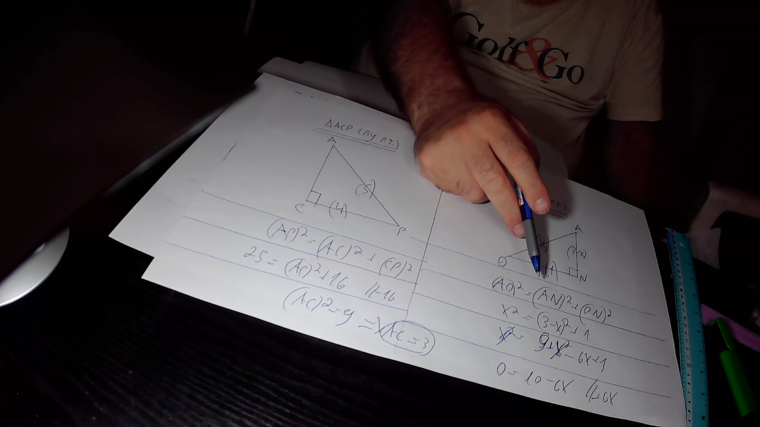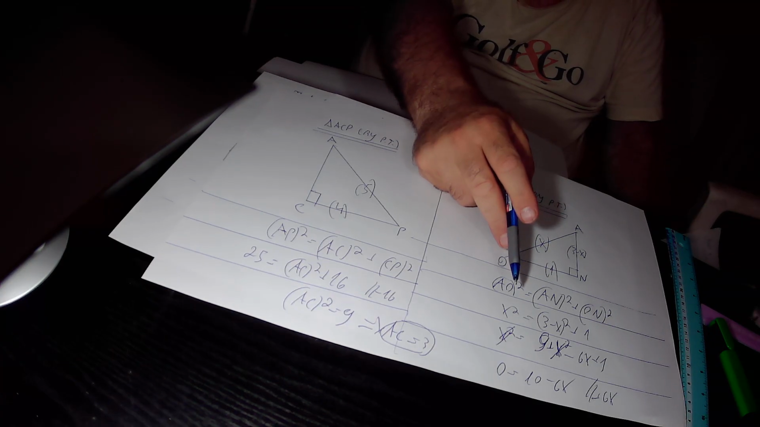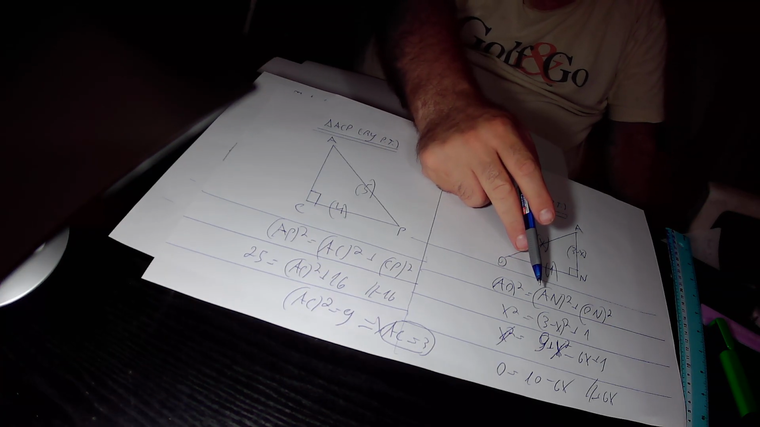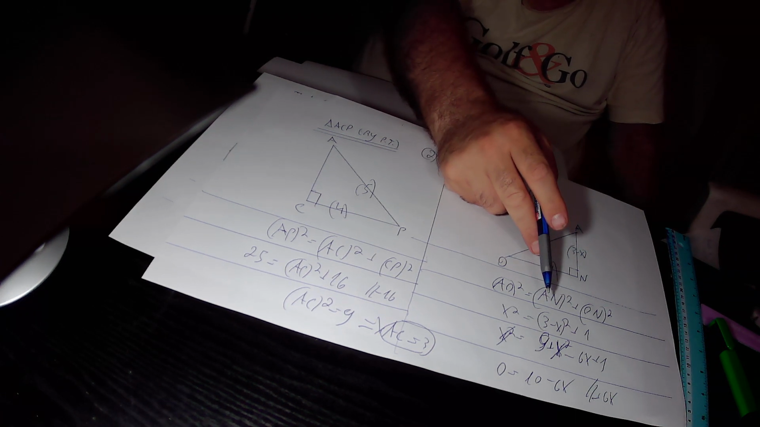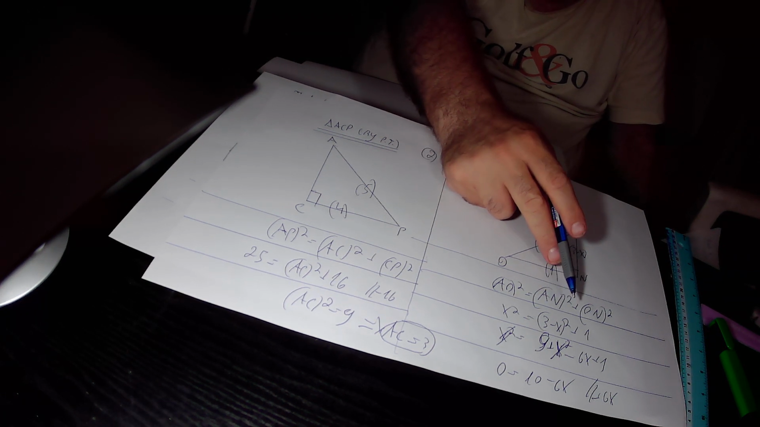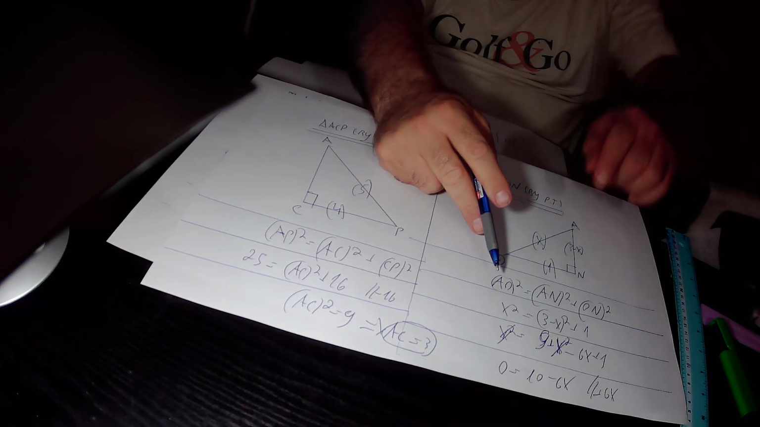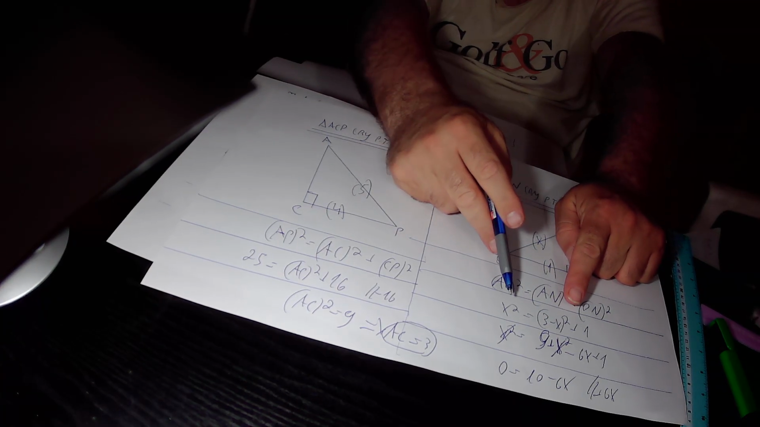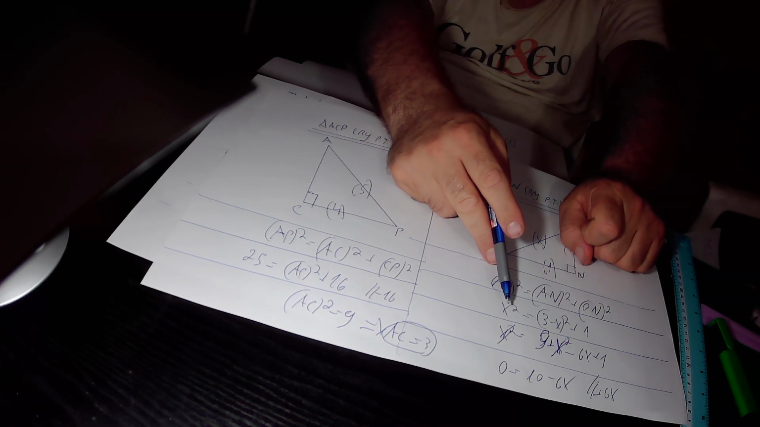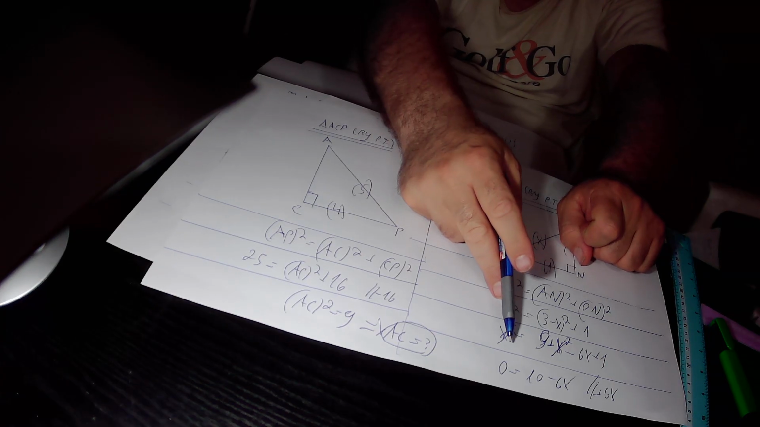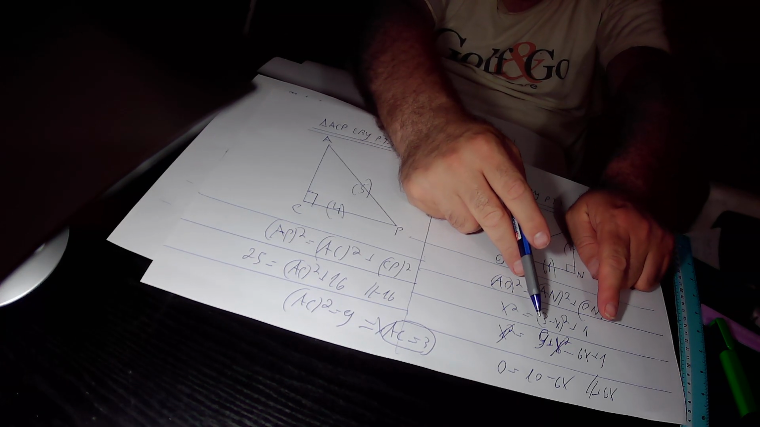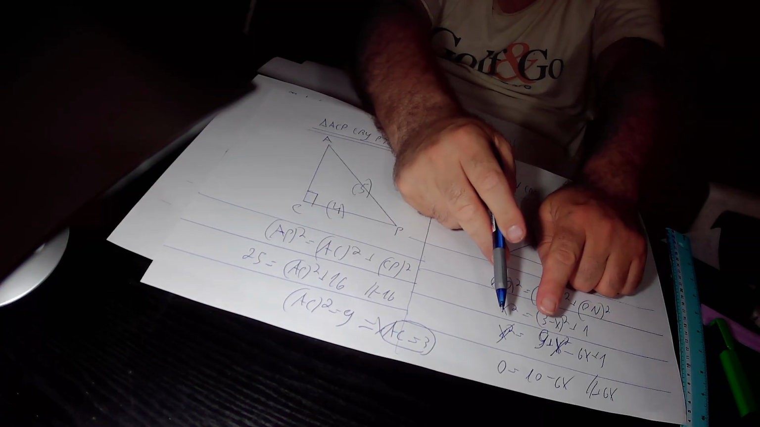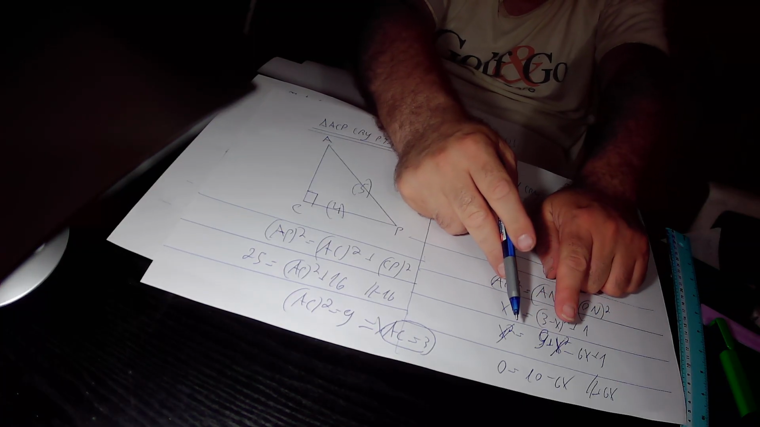So we open the brackets on this side of the equation. (3 minus X) squared equals 3 squared, that is 9, plus X squared, minus 2 times 3 times X, that is minus 6X, plus 1. Here we have X squared on both sides of the equation, so X squared gets cancelled. On this side of the equation we are left with 0. On the other side we have 9 plus 1, that is 10, minus 6X. So in total, 0 equals 10 minus 6X.